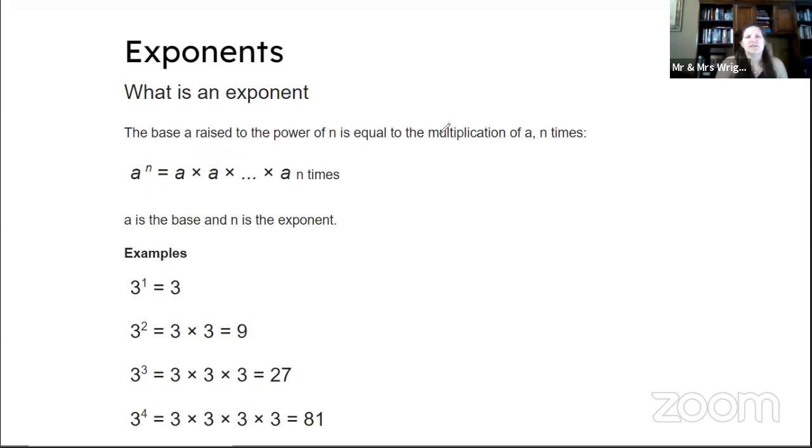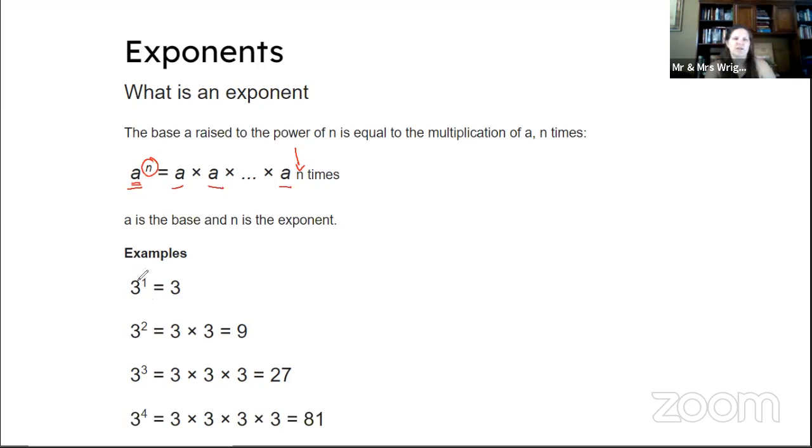And that's what we refer to when we talk about exponents. And what that means is when you have something raised to the power of n, you're going to multiply that thing by itself n number of times. So in this case, a times a times a times a times a times a until you've done it n number of times. Okay, so here's some examples with some real numbers.